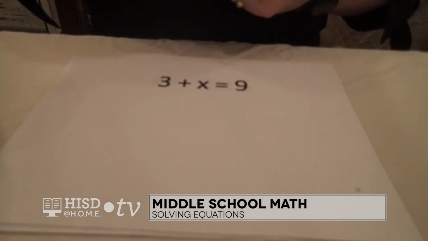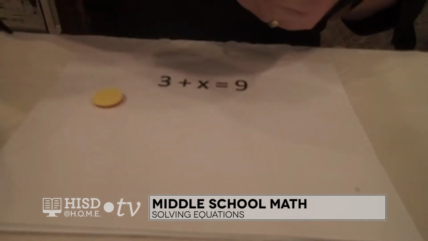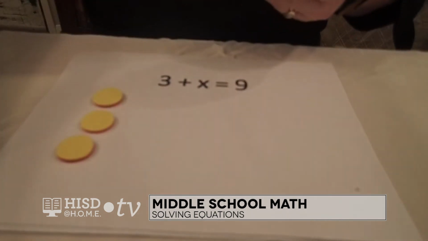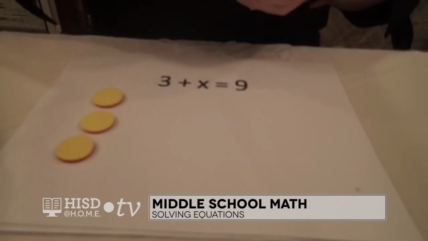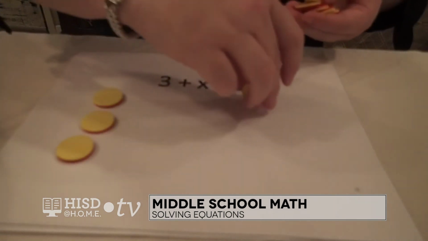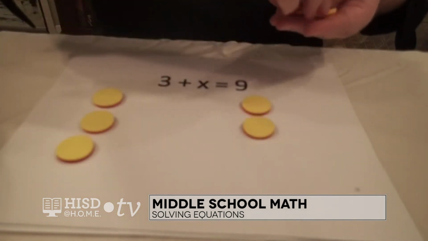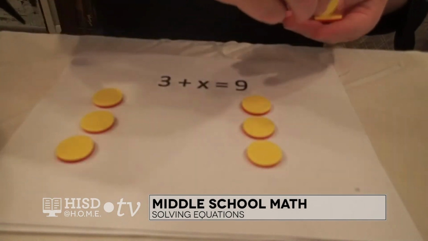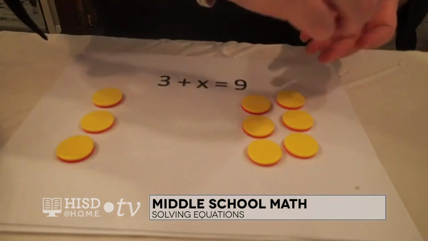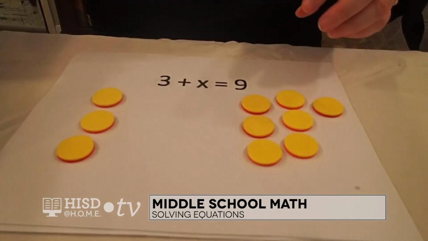So 3. Oh, it's positive 3. So I put down my positive 3 counters. And then on the other side, I have 9. And it's positive. So I'm going to put down 9 counters that are all positive. I know how to do this. That's a good thing.